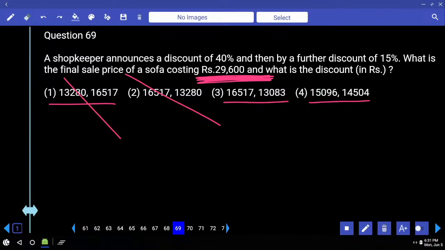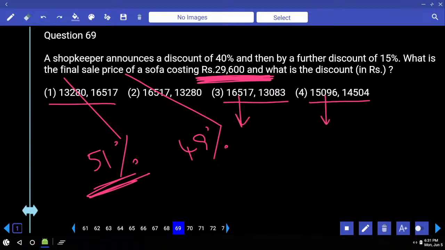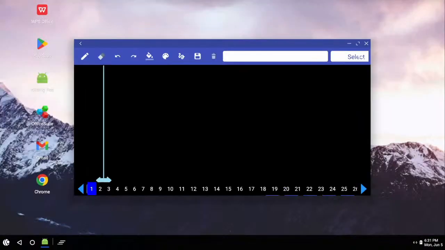40 plus 15 minus 40 into 15 by 100. 49% discount. Means our selling price is 51%, isn't it? Selling price 51%, discount is 49%. So selling price must be a multiple of 17 and 3. If you observe the selling prices, 1, 5, this is a multiple of 3. This is not a multiple of 3. Option 4 is the correct answer.